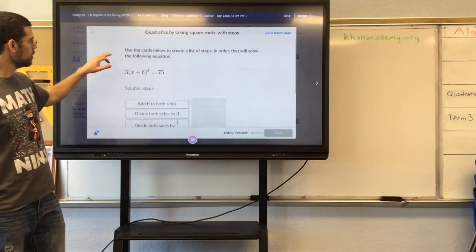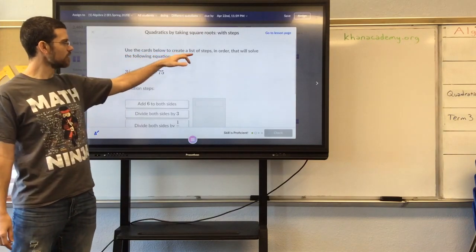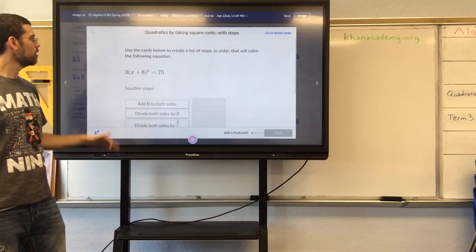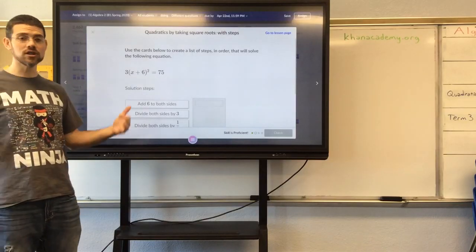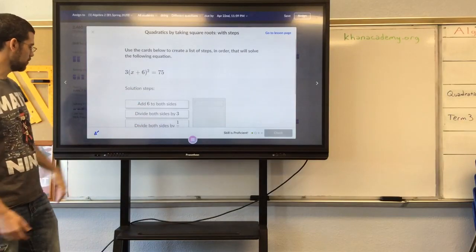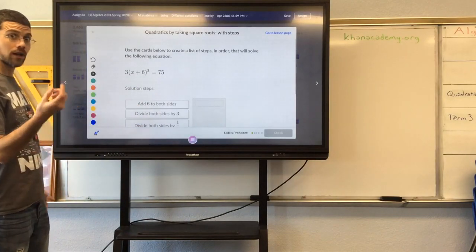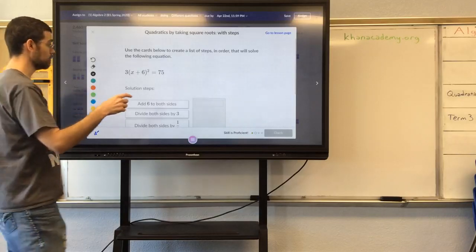So they say use the cards down here below to create a list of steps in order that will solve the following equation. So they're just asking us, what steps are you taking to solve this problem? So let's do the problem and then we'll identify what those steps are.